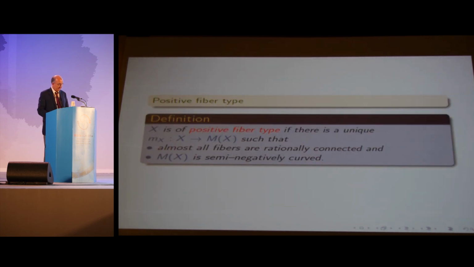So then, finally, we can end up with the correct definition of positive fiber type. That is, X has positive fiber type if there's a map from X to MX such that the fibers are rationally connected. So at least the smooth fibers are. These maps can have some singular fibers that are more complicated, so at least we have to change the definition. And the target MX is semi-negatively curved.